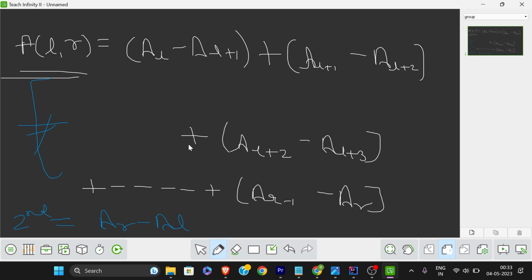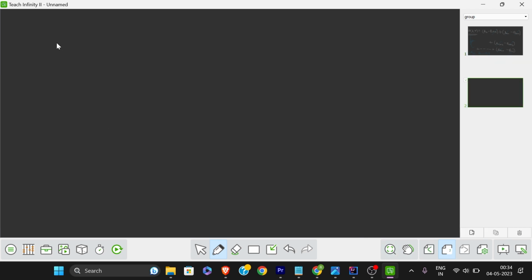If you carefully observe this expression, the a of L plus 1 cancels out, a of L plus 2 cancels out, a of L plus 3 cancels out, and a of R minus 1 cancels out. So we are only left with a of L and a of R. So the function of L, R is equal to a of L minus a of R, and the second function is a of R minus a of L. So now the problem statement becomes easy.